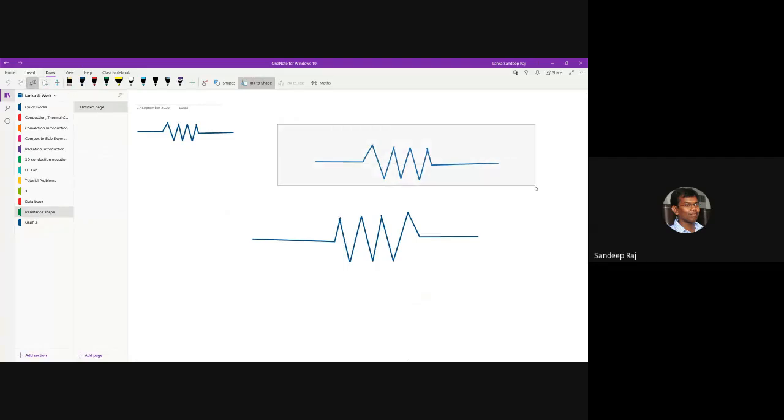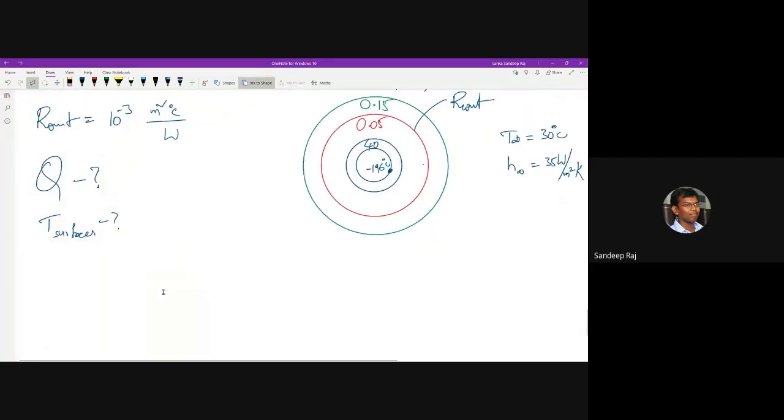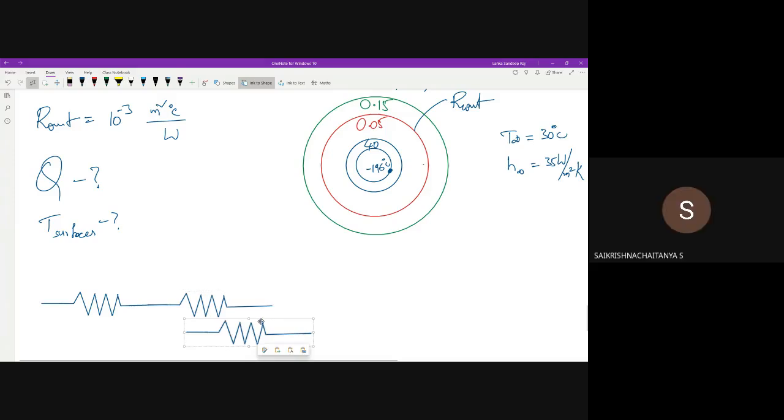Now I have to draw the resistance circuit here. If I have to draw the resistance circuit here, how many resistances will you have here? Somebody please tell me. Sir, 4, sir, I guess. Four you will have, correct? Okay, I will come to that.